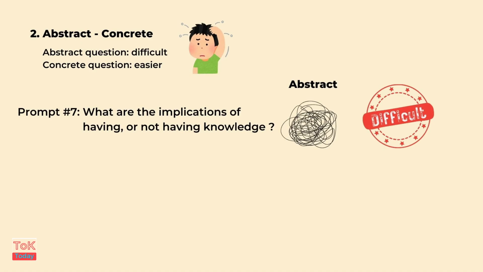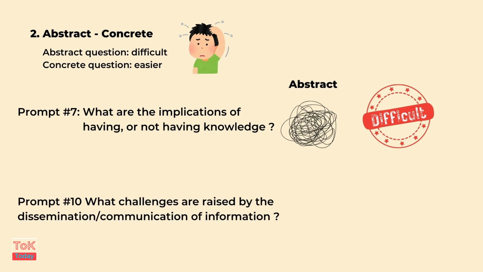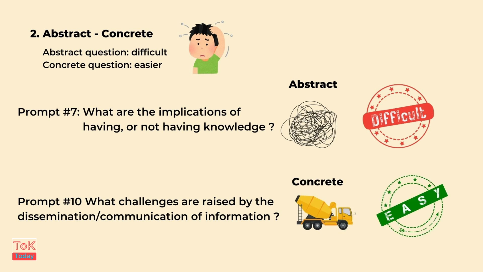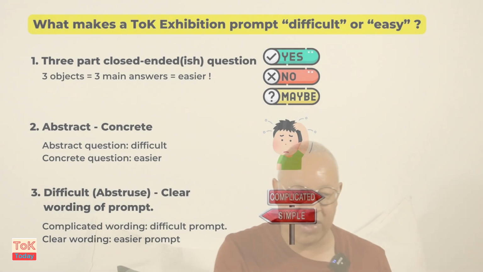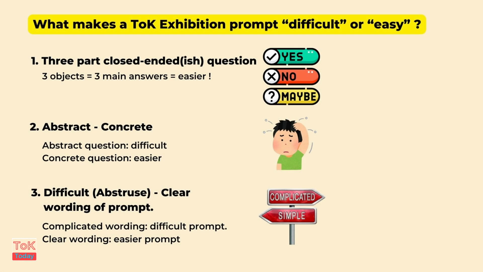But on the other hand, prompt number 10, what challenges are raised by the dissemination and communication of information, is very concrete, and therefore it's fairly easy to answer according to this criteria. And the third criteria that I'm using is the difficult or abstruse to clear wording of the question. Some of the prompts are worded in a very complicated way, a very abstruse way, whilst others have clear wording.